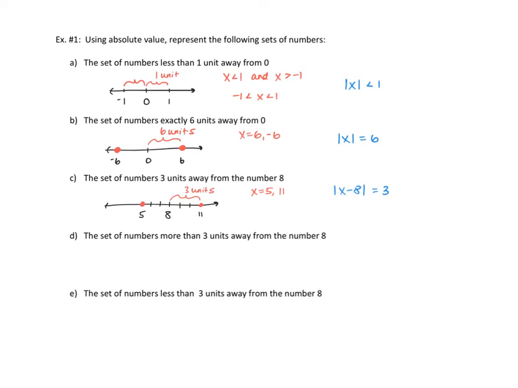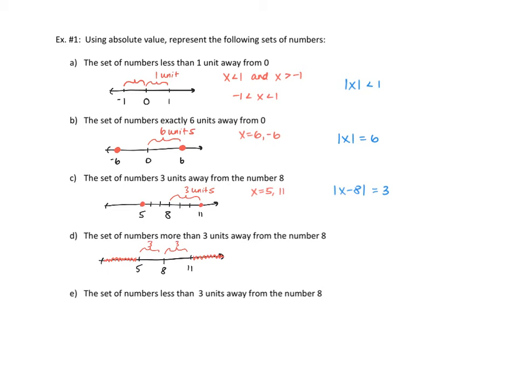So instead of exactly 3, what if we change that to more than 3? If we go back to our picture, so here's 8, we now know that 5 and 11 are key spots on our number line. So the set of numbers that is more than 3 units away from the number 8. So this was our 3 units. If you're going to be more than 3 units, you must be on the outside of that. So things that are greater than 11, or here's our 3 units to the left. Anything further away than that would be more than 3 units away.